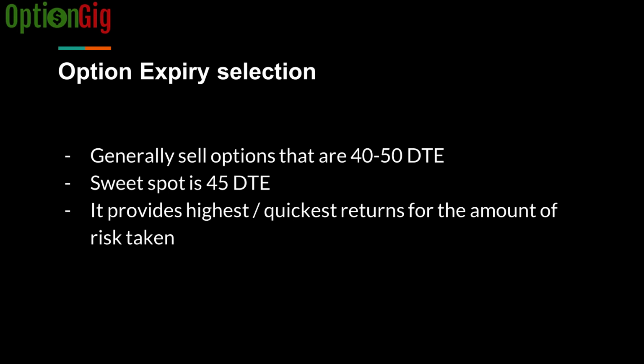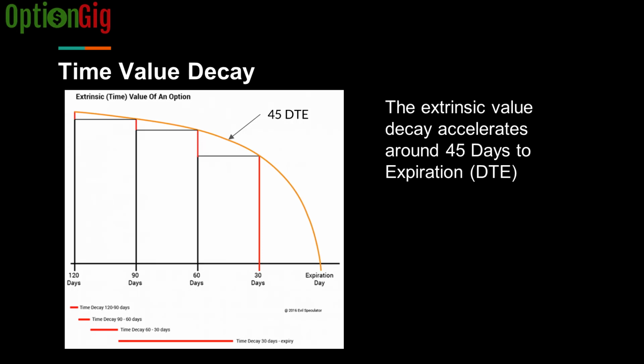Why? Because remember, the theta decay, or the decay of the time premium in an option contract, is not constant. Numerous studies have shown that around 45 days to expiration, the rate of theta decay starts to accelerate. So that means 45 days to expiration is a sweet spot which provides us the quickest returns for the amount of risk that we are taking. I'll try to explain it in a little more detail.